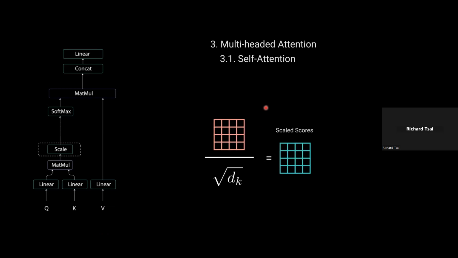Certainly, it is important to account for the dimensionality factor. To achieve this, we divide the entire scores matrix by the square root of dk, where dk represents the number of dimensions in the keys. In this specific scenario, dk is set to 3.